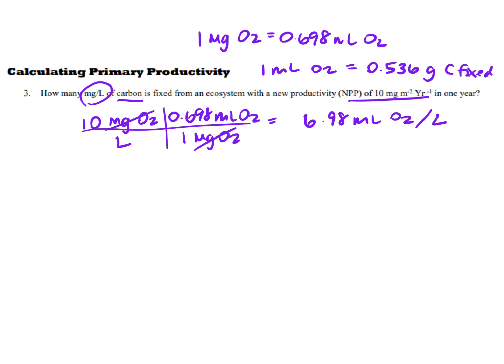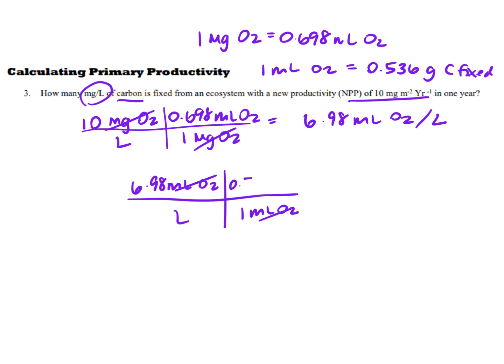So essentially you're going to multiply it. I'm going to take the 6.98 milliliters of O2 that we just figured out per liter. And again, if I want to get rid of something, I put it on the bottom. So I put milliliters of O2 on the bottom, and then our conversion, 0.536 grams of carbon. I'm going to do some multiplication again, and I'm going to get 3.74 milligrams of carbon fixed. This should be milligrams up here. Sorry about that. Milligrams of carbon fixed.